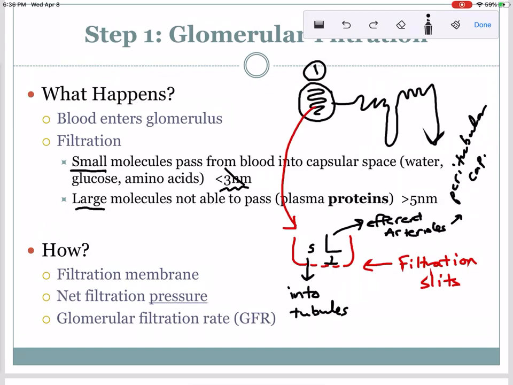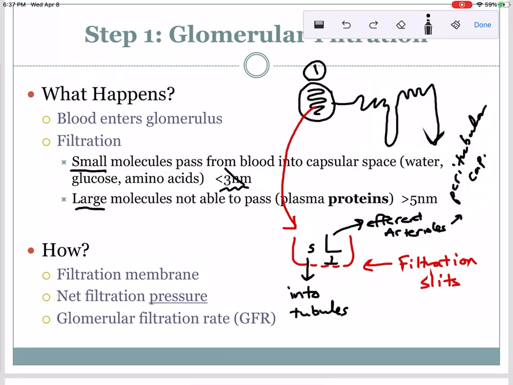Okay, so the first step of urine formation is glomerular filtration. It happens in the glomerulus. The blood comes in and is filtered. Whatever is small enough is filtered out of the glomerulus and moves into the tubules. Whatever is large is too big to fit through the filtration slits, and instead leaves the glomerulus. It's not filtered out into the tubules, but the large particles leave via the efferent arteriole and out into the peritubular capillaries.